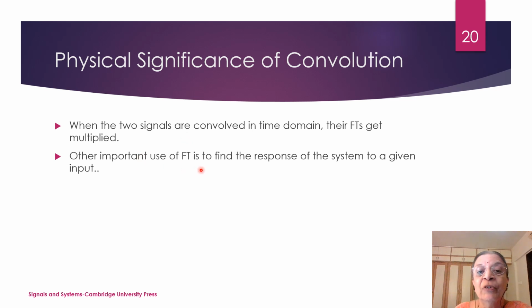Another important use of the Fourier transform is to find the response of the system for a given input. Suppose we consider the example of the speech signal. There is excitation at the larynx and it gets convolved with the impulse response of the vocal tract and generates the speech signal, which is a convolutional signal. If we want to separate out the excitation, or extract the impulse response of the vocal tract, then we need to do deconvolution. That deconvolution becomes easy in the transform domain.